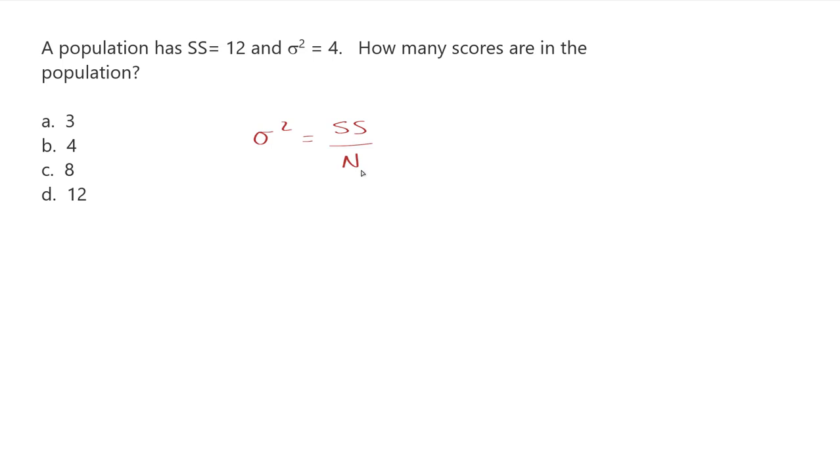And this is the formula here. The formula for the population variance is equal to the sum of squares divided by n. Now we know this value. We know that that's 4. We also know that the sum of squares is 12. And so what we don't know is n, and that's what we're looking for.